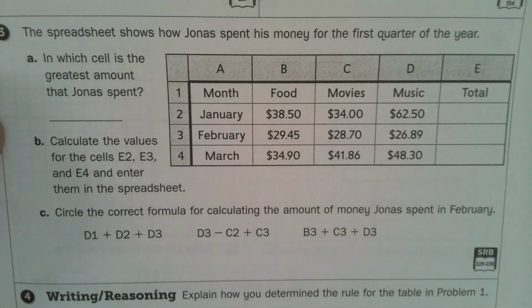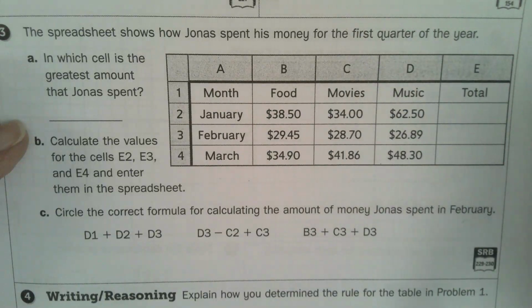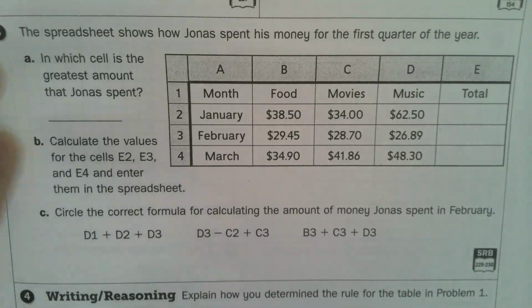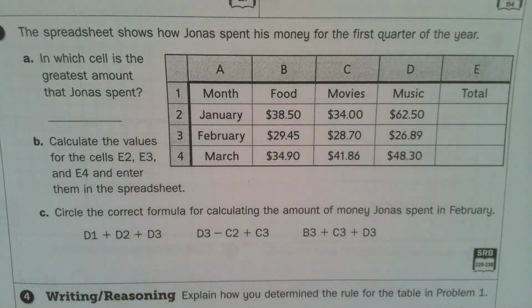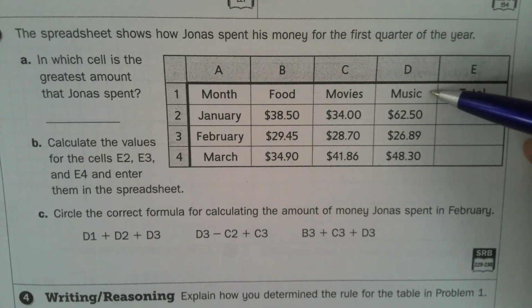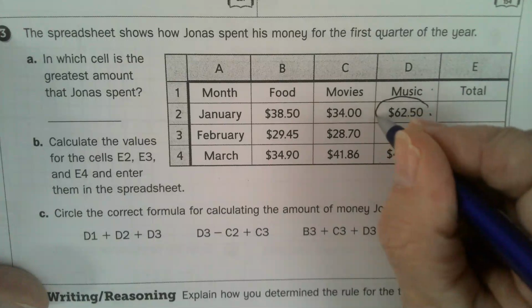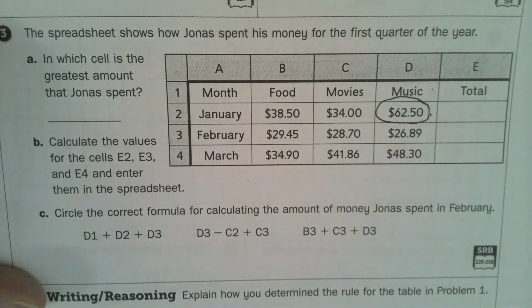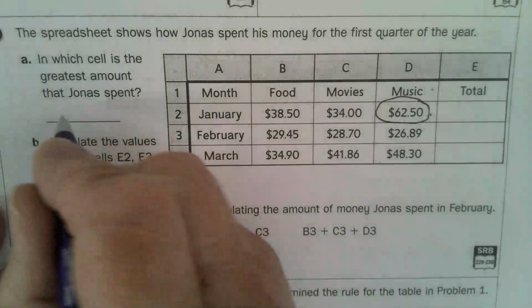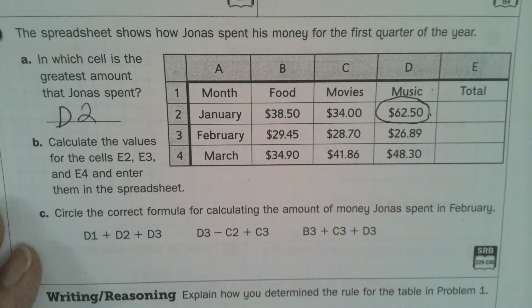So, in which cell is the greatest amount that Jonas spent? Okay, these little boxes are called cells, and you would locate one by going through the top and then down. Which cell has the most money in it? D what? Not D1, that is the word music, it's D2. So the cell that has the largest amount, $62.50, is cell D2. Does everyone see how we locate the cell?